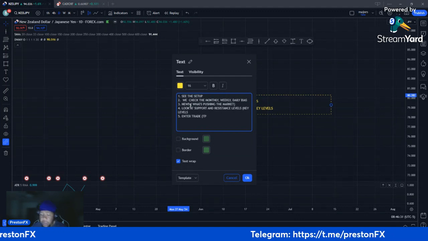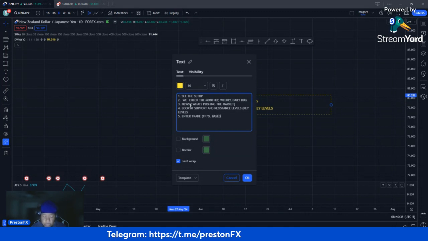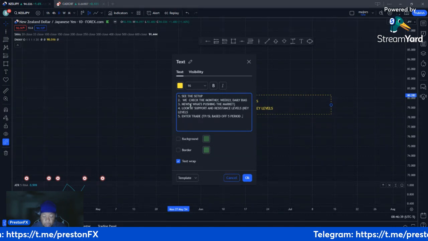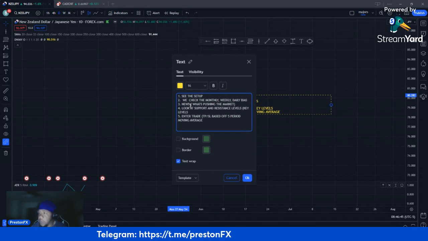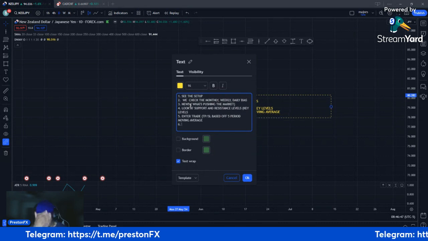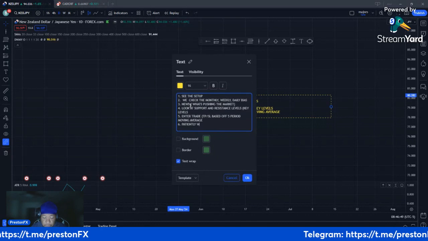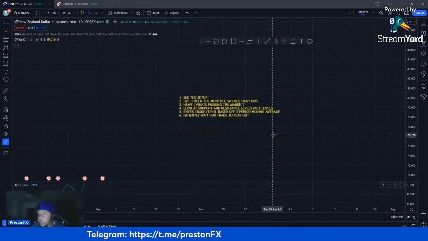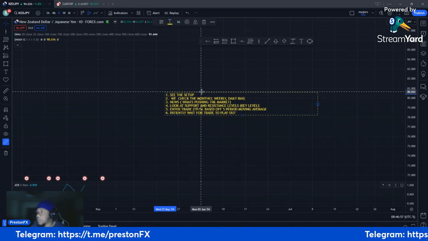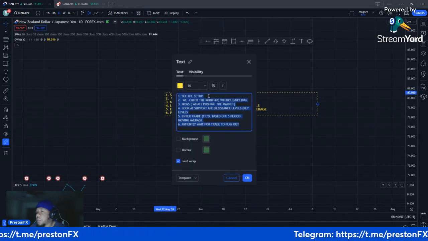TP and SL based off the 5 period moving average. All right, and then I just wait. Patiently wait for the trade to play out. All right, that's pretty much it. I see the setup.